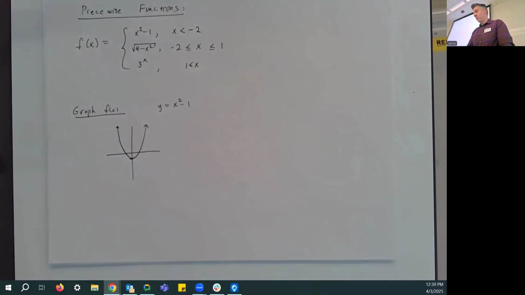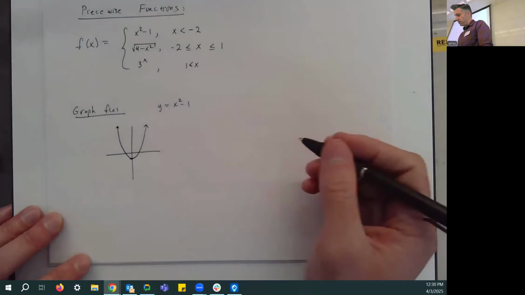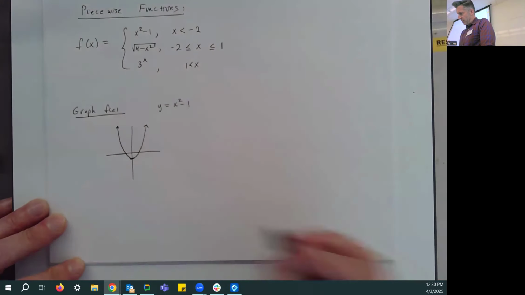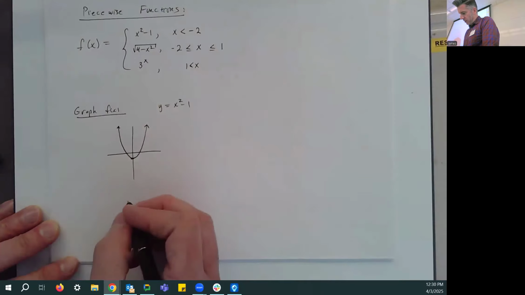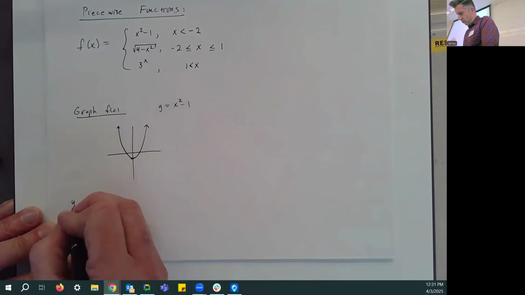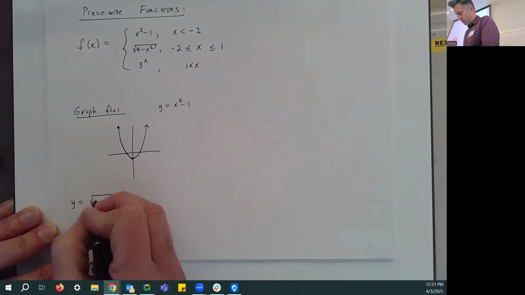And then what I like to do if I'm doing it this way, let's save it actually. I'll hold off on that for a minute. I've got to save myself some space to draw the actual piecewise function here in a minute. Let's graph y equal to the square root of 4 minus x squared.